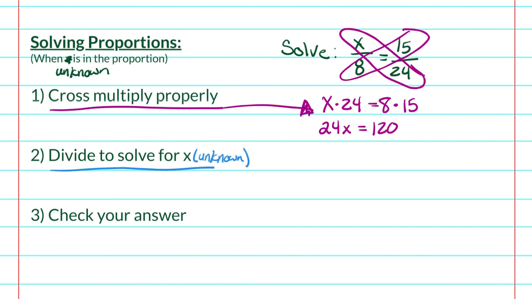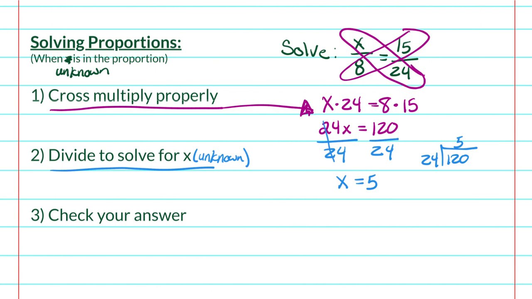Because it doesn't always have to be an x. So if I want to leave the x, I have to divide both sides by 24. Divide that side by 24, divide that side by 24. Those will cancel out, leaving me just x equals, and 24 goes into 120 how many times? It goes in 5, so x equals 5.